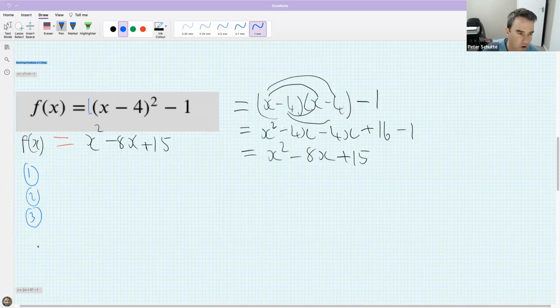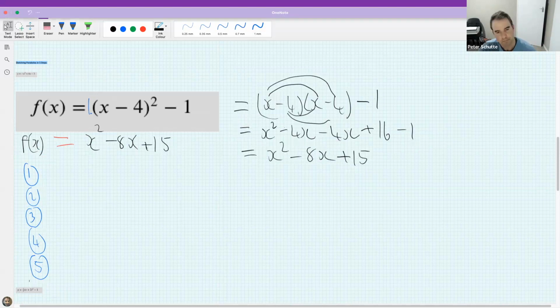Okay, so I want you to complete the 5 steps for me, and then as you do it, you can put your answer in the chat. And then we're going to draw this graph, and then I'll talk a bit more about stuff.